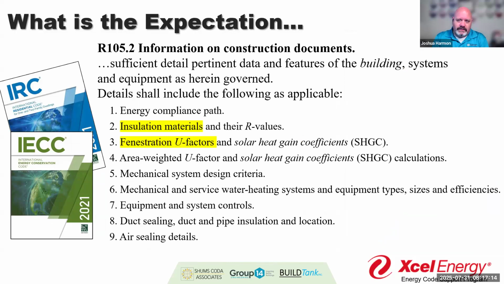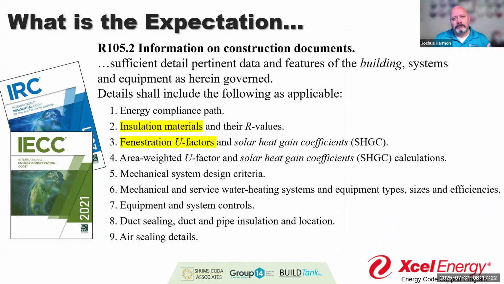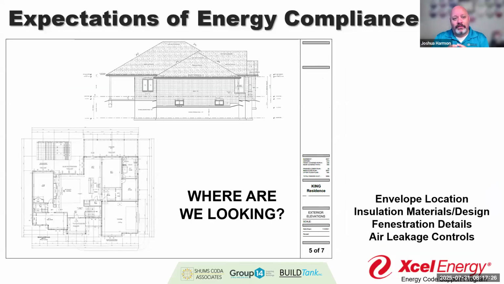But really what the code tells us is that we need to provide this information, right? We need to know where it's at so we know what we're looking for. When I think about the envelope, I like to keep it simple. I think about four things: the envelope location, the insulation material, the fenestration, and then air leakage as a whole in relation to that envelope.